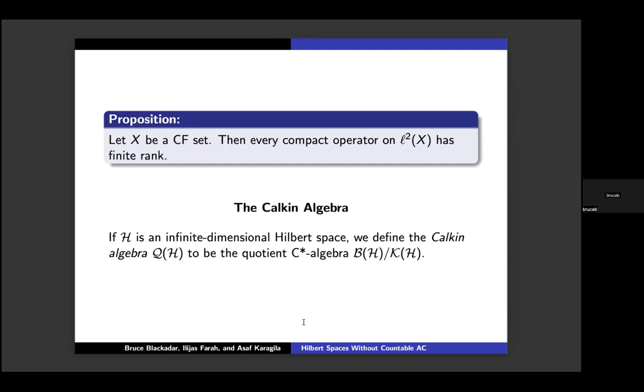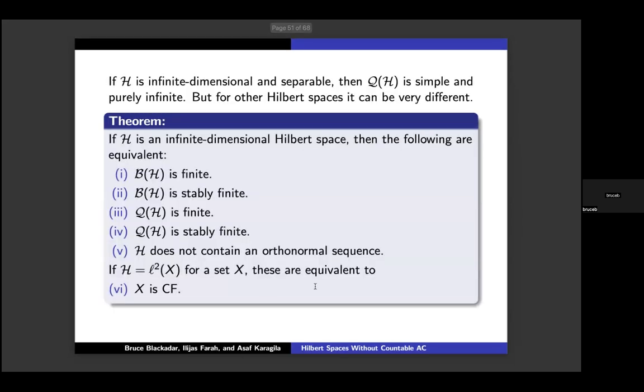But the project, our research project, went in a different direction. So the Calkin algebra of a Hilbert space H is just the quotient C-star algebra B of H mod K of H, which is defined whenever H is an infinite dimensional Hilbert space. So it's well known that if H is infinite dimensional and separable, then Q of H is simple and purely infinite. But for other Hilbert spaces, it can be very different.